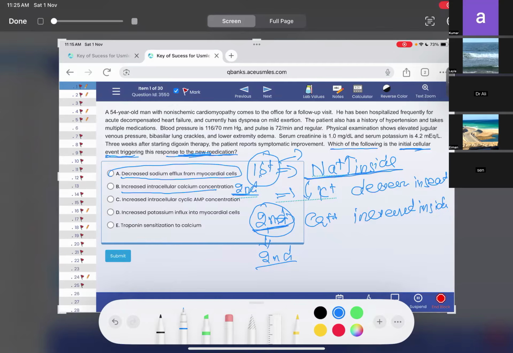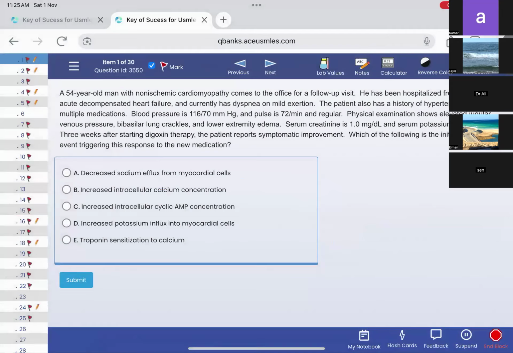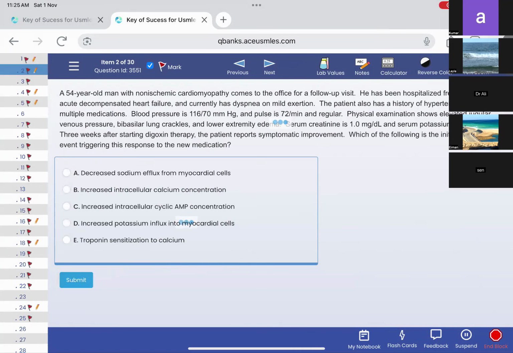Understood, sir. Okay, so let's move. Decreased sodium efflux from the myocardial membrane is the first step, and option B is the second step, in which the calcium stays inside the myocyte and that will increase the contractility. Okay, so let's move to the next one.